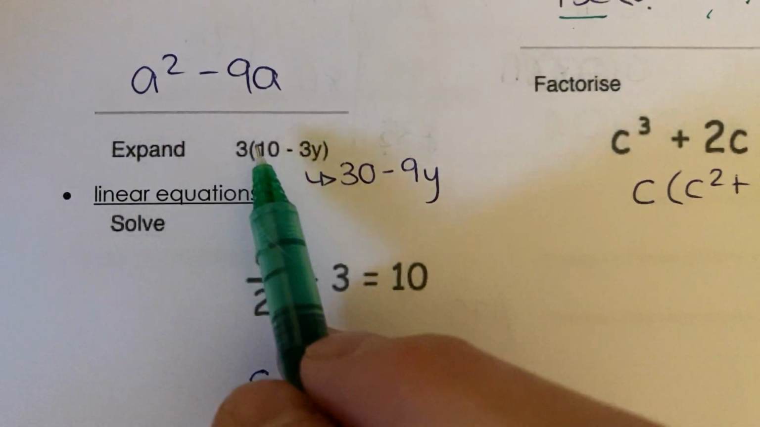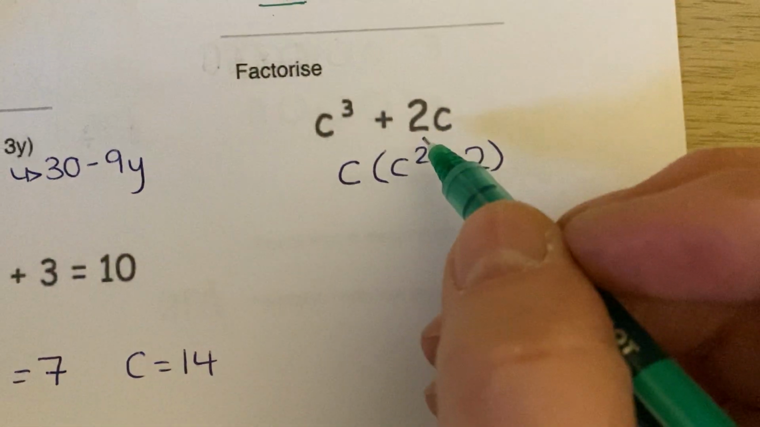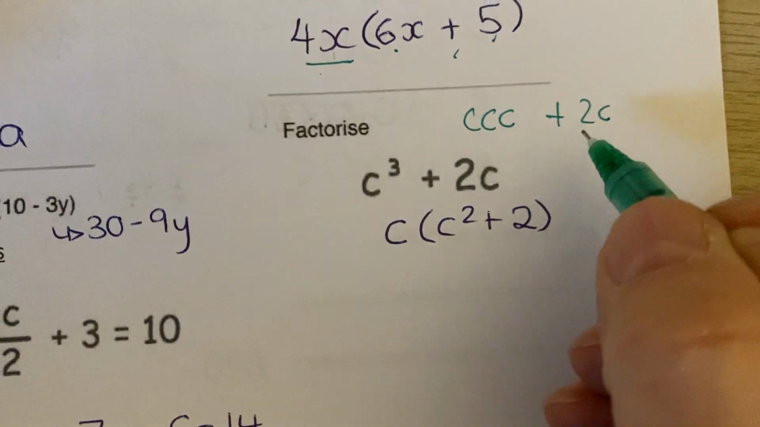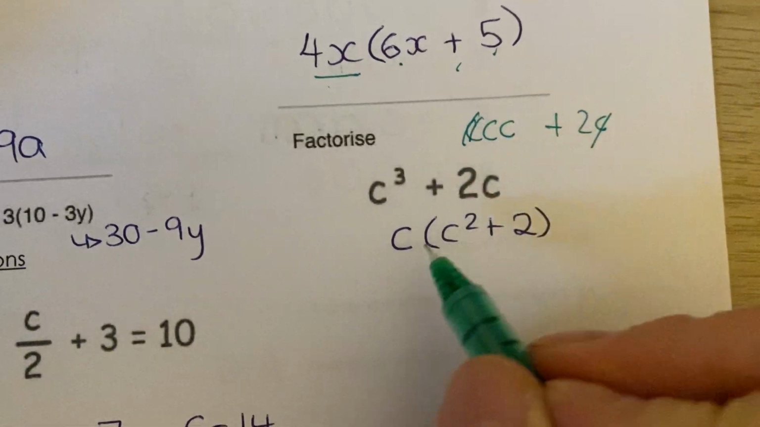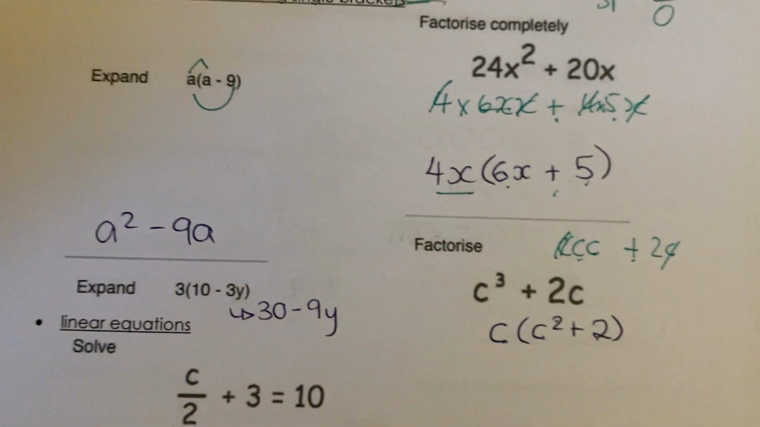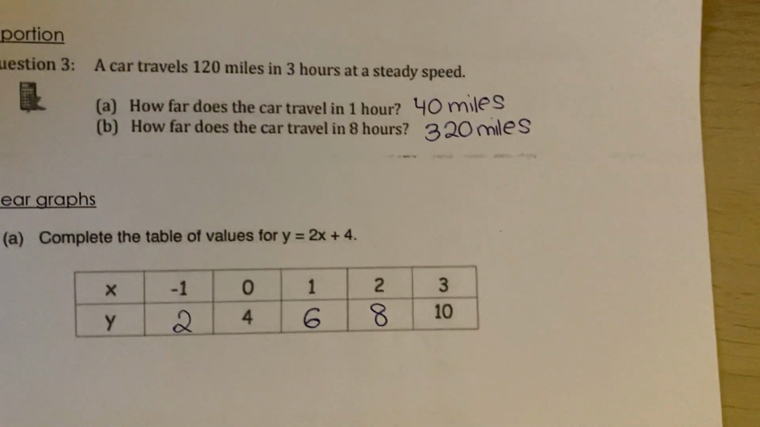Expand, multiplication arm again, 30 minus 9y. And here I can get that one, you could write c plus 2c. You can see you take 1c out from both of them, and you're left with c squared plus 2. Boom. Right, now we go over here.